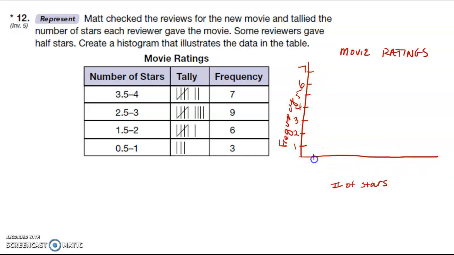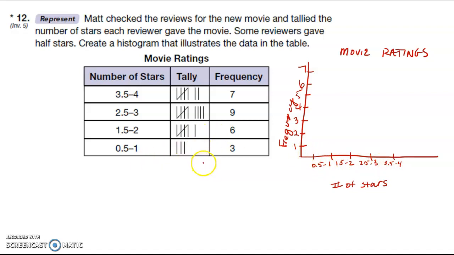So this will be 0.5 to 1, 1.5 to 2, 2.5 to 3, and 3.5 to 4. This is super ugly, but okay.